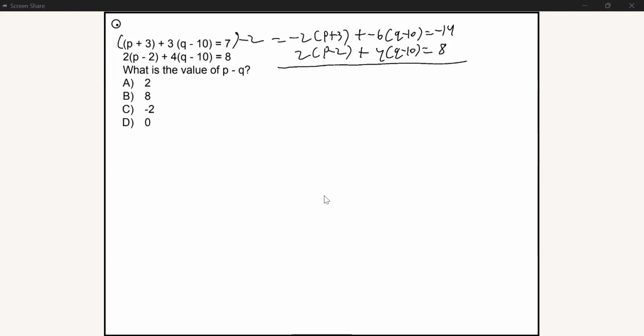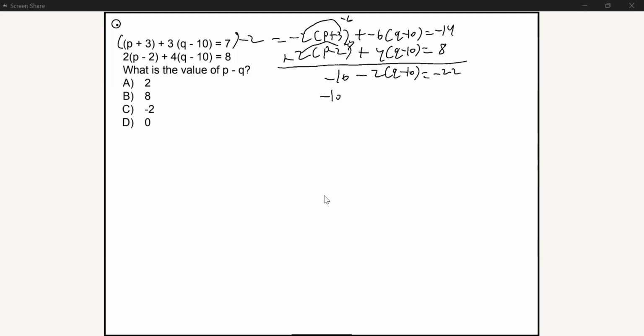Okay, so the p's are going to cancel, which is great. The issue is going to be here. -2 times that is -6. 2 times -2 is -4. So when we add, we'll get -10 minus 2q minus 10 equals -22.